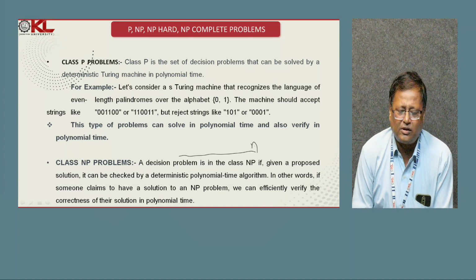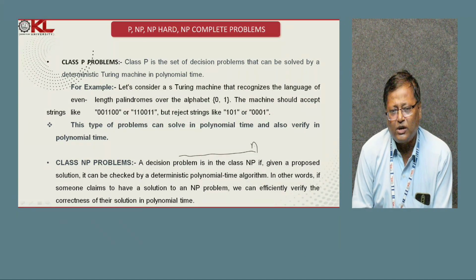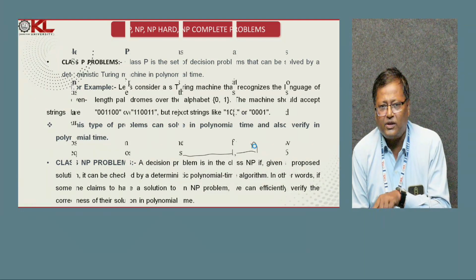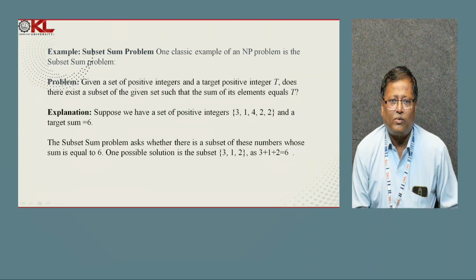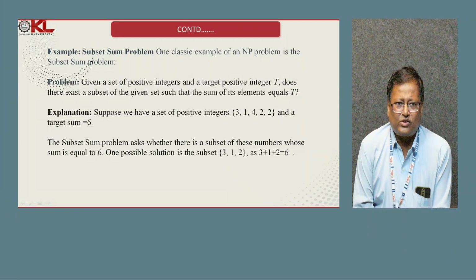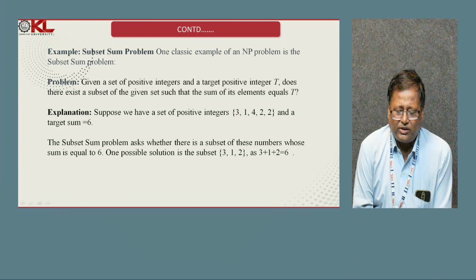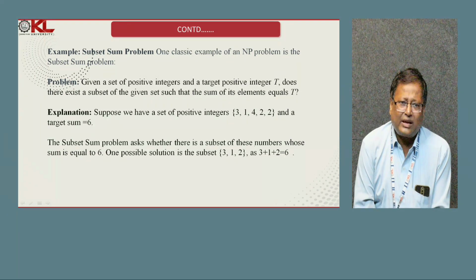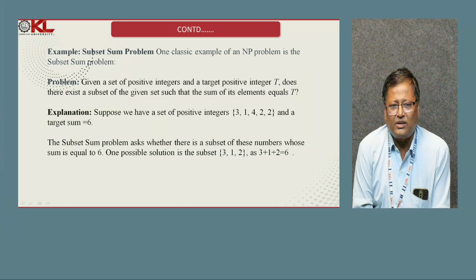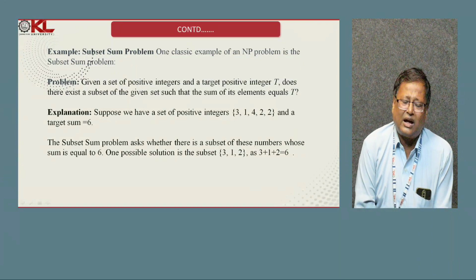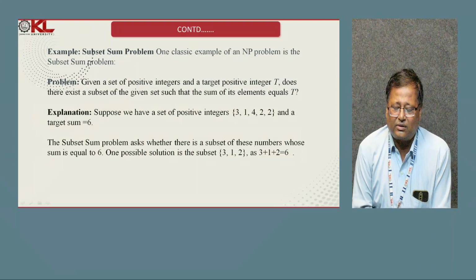For example, suppose someone solves a Sudoku problem, we can verify whether it is correct or not. Another example is the subset sum problem. Given a set of positive integers and a target positive integer, you take a subset from that set whose sum equals the target integer. If it matches, then you can take that subset. Someone solves that, and you can verify whether the solution is correct or not in polynomial time.